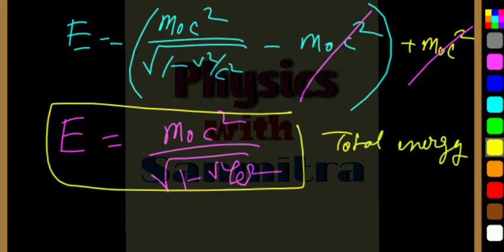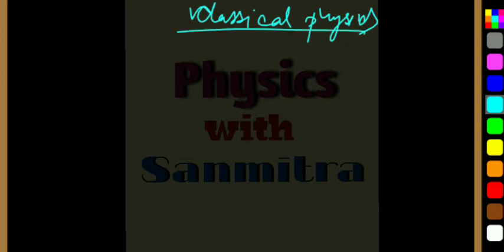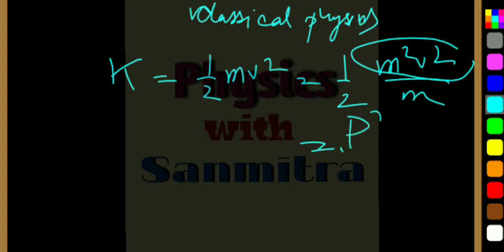Now this total energy we have to relate with the momentum. What is momentum? Momentum P is m v by root over of 1 minus v squared by c square. In the classical case, how we used to relate, we had a kinetic energy expression that was very simple. K is half m v square. We could have written it very easily as half m square v squared by m, and this term will be p square divided by 2m, where p is the momentum and K is the kinetic energy.